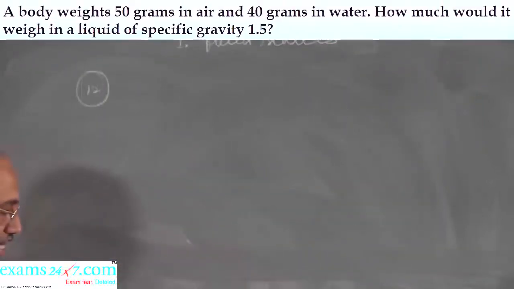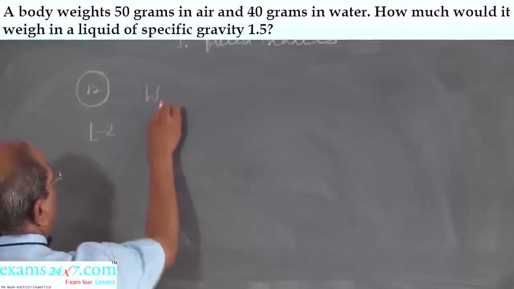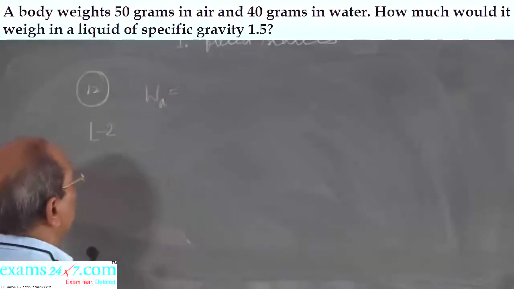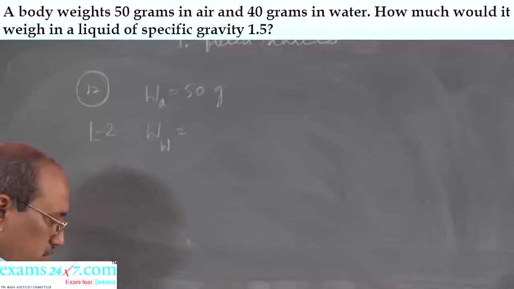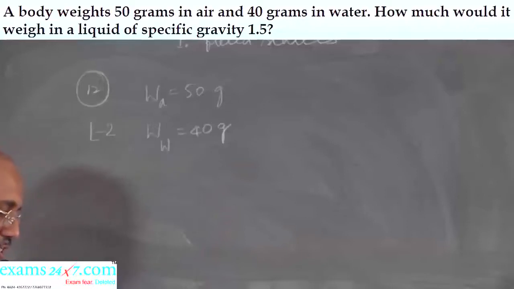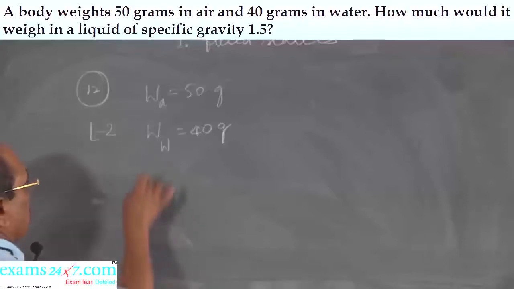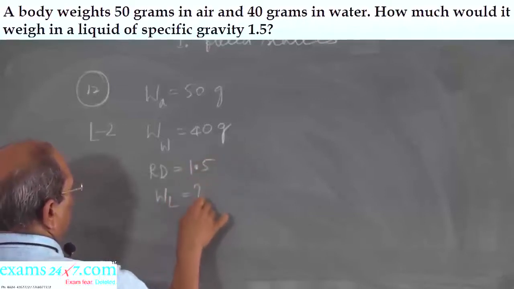A body weighing 50 gram in air and 40 gram in water. How much would it weigh in a liquid of specific gravity 1.5? The question is level 2. Weight in air is given, 50 gram. Weight in water is given, 40 gram. What would it weigh in an oil if the specific gravity is 1.5? Specific gravity means relative density is 1.5. What is its weight in liquid?